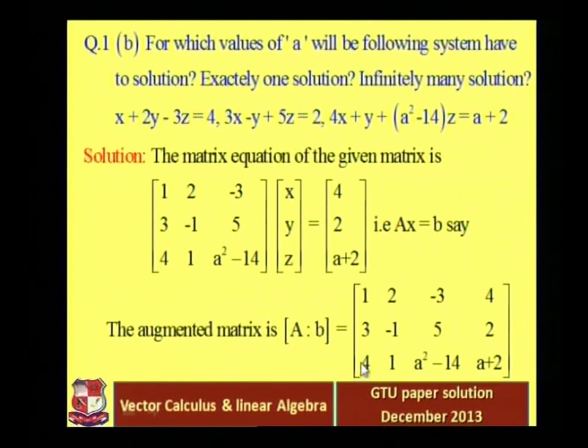Okay, now what is the first process? What do we have to do now? Next, we have to convert this matrix into a row echelon form, or reduced row echelon form. Now what is the meaning of row echelon form or reduced row echelon form? That I want to explain. First of all, a matrix which satisfies three conditions is called a row echelon form matrix.